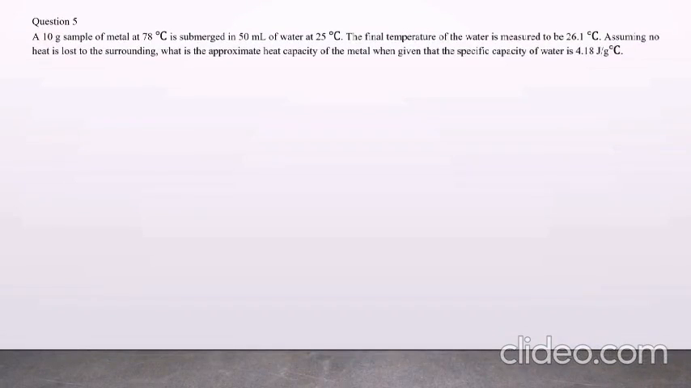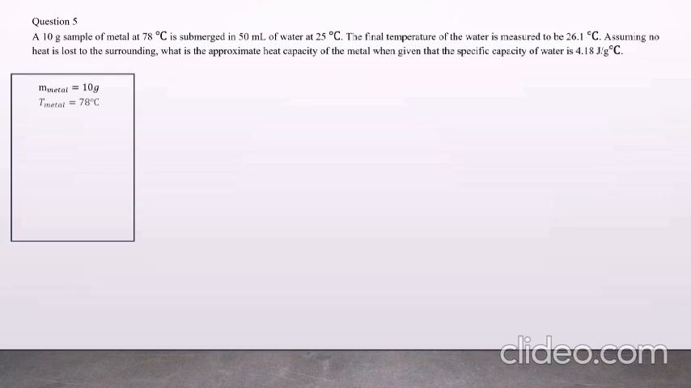A 10-gram sample of metal at 78 degrees Celsius is submerged in 50 milliliters of water at 25 degrees Celsius. The final temperature of the water is measured to be 26.1 degrees Celsius. Assuming no heat is lost to the surroundings, what is the approximate specific heat capacity of the metal, given that the specific heat capacity of water is 4.18 joule per gram degree Celsius? These are the values that we can find from the question. We are asked to find the approximate specific heat capacity of the metal.